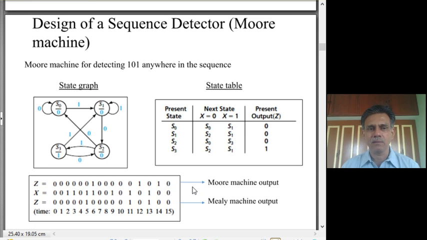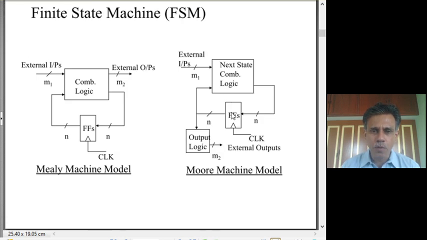Both detect the pattern, but the way they output is, there is a lagging of 1 clock period in producing the output by the Moore machine. Okay, that is not to be viewed as a disadvantage of the Moore machine. It is only the way the machines behave. Well, now in the case of the Moore machine, the output is purely a function of the state. That is what we have already mentioned. The output is purely a function of the state.